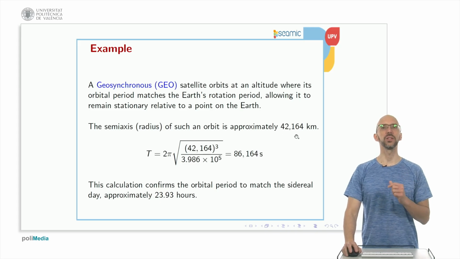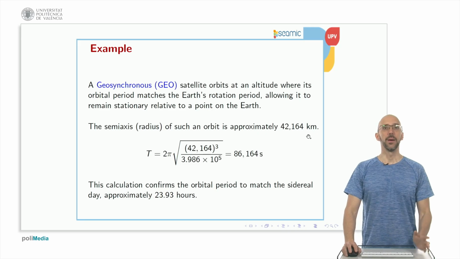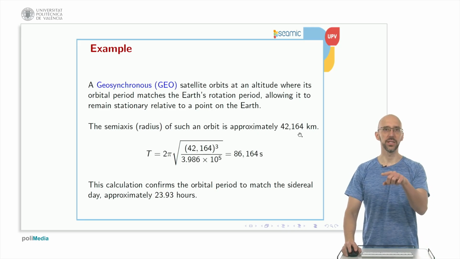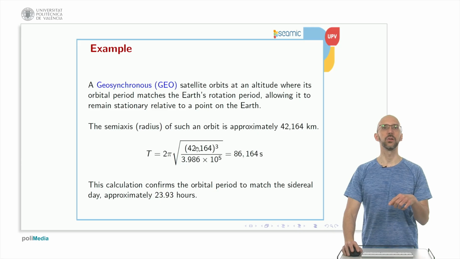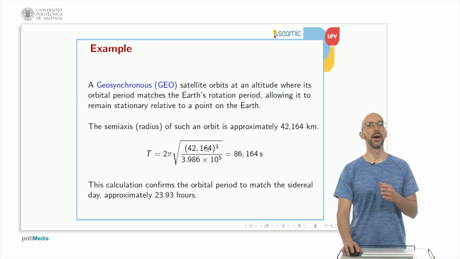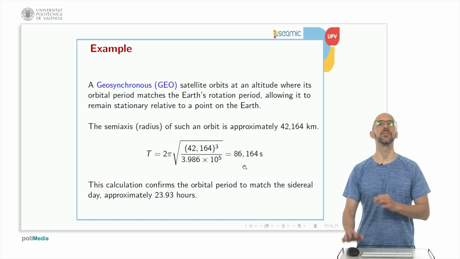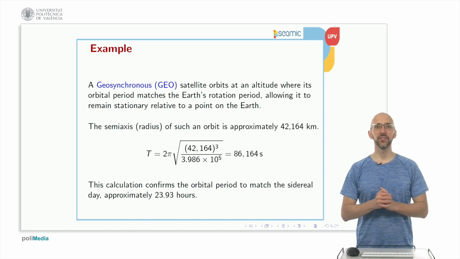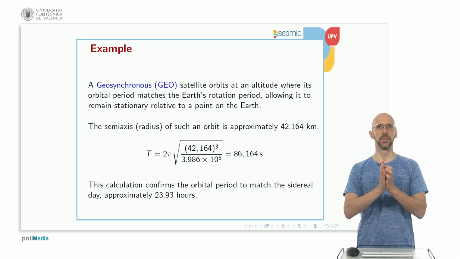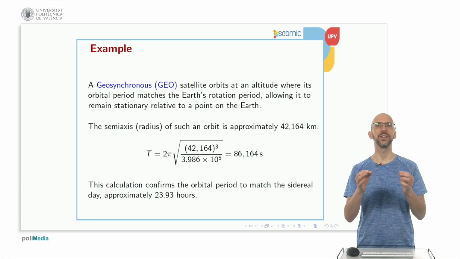It is 42,164 kilometers. In this case, this includes the Earth's surface, okay? So when you replace in the formula of the orbital period, that is an increasing function, remember, then we obtain 86,164 seconds. That is 23.93 hours. And question, then it shouldn't be 24 hours. Why is it 23.93?